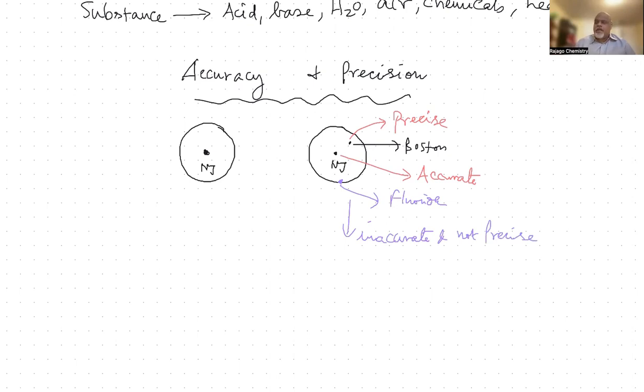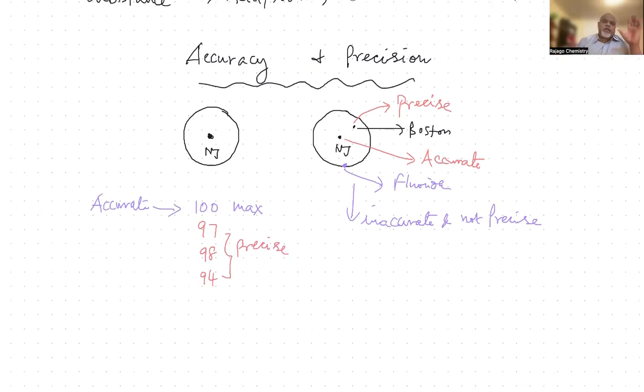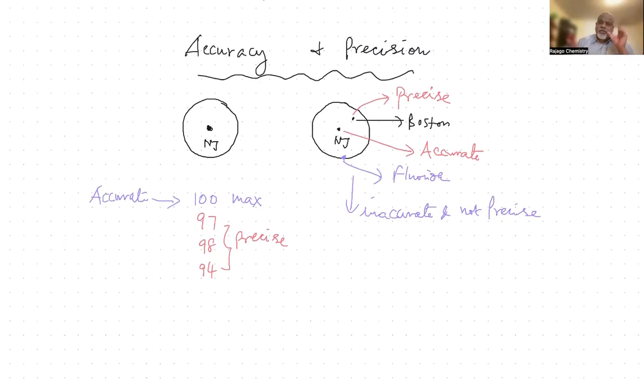So accuracy means the correct value. If you want to get 100 in score, 100 is the maximum score. This is the accurate value. But if people get different values, let's say they get 97, 98, or 94, these are called precise values. So we should understand this precision versus accuracy. Very clear understanding should be there, because this helps you to understand significant figures very well.